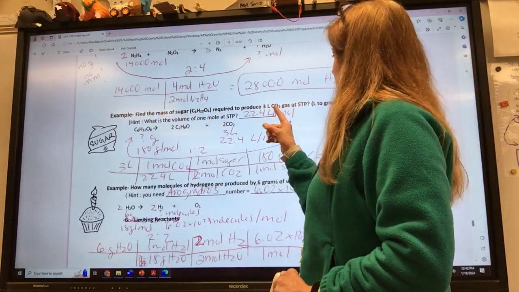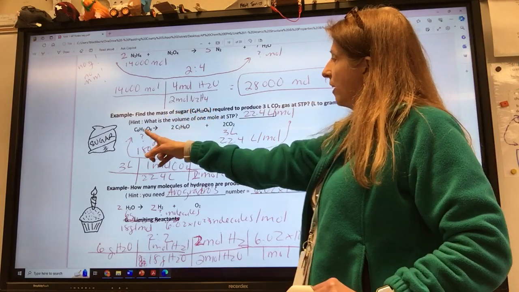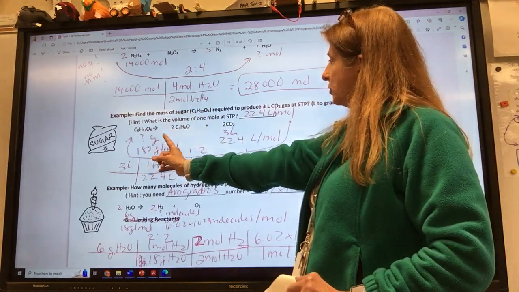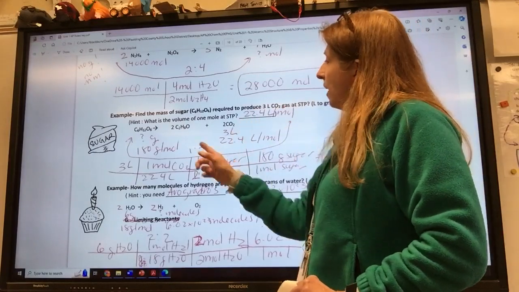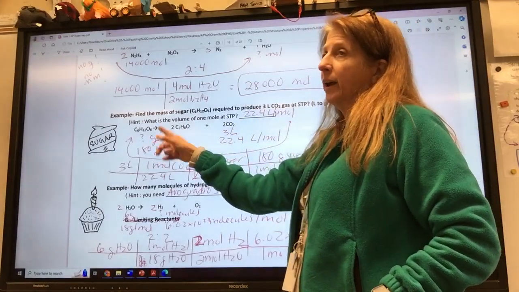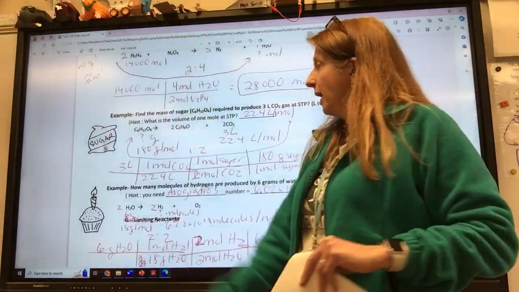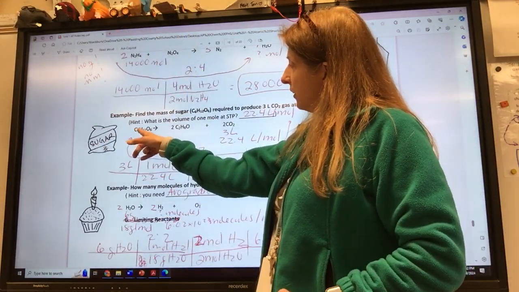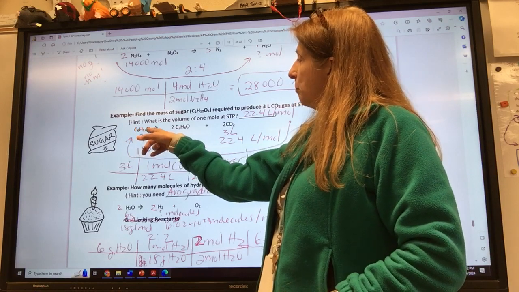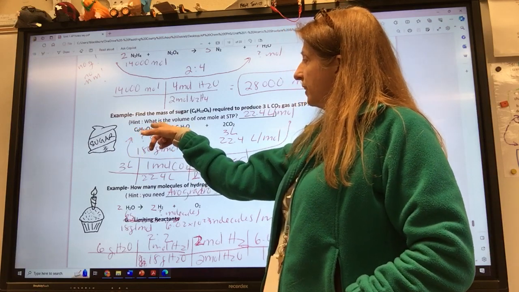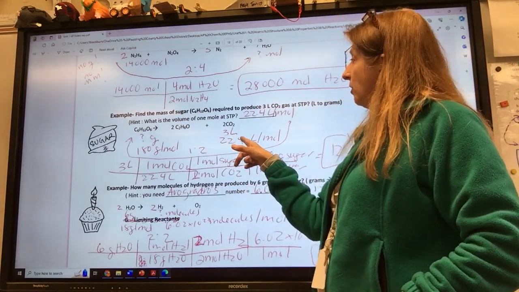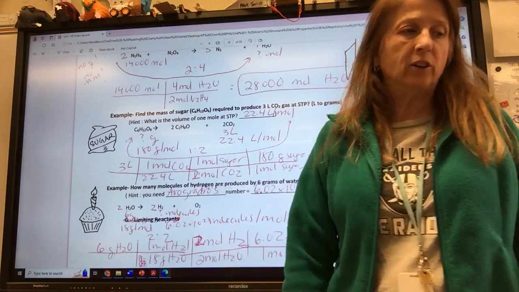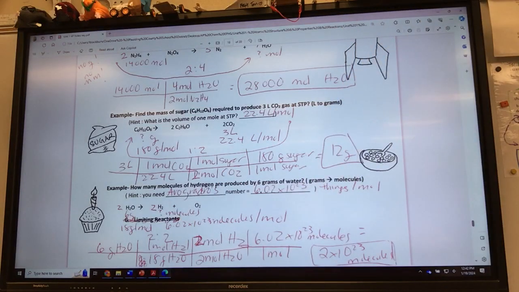So what I'm looking for is a mass, so that's grams of sugar, so I put question mark grams of sugar. What I'm given is 3 liters of carbon dioxide. This is delicious graham crackers, so what do I need? Moles. Molar mass. So I look it up. 6 times 12 plus 12 times 1 plus 6 times 16 is 180. I don't need molar mass here because I have liters. It's 22.4. I make sure my equation's balanced and I draw my circle.